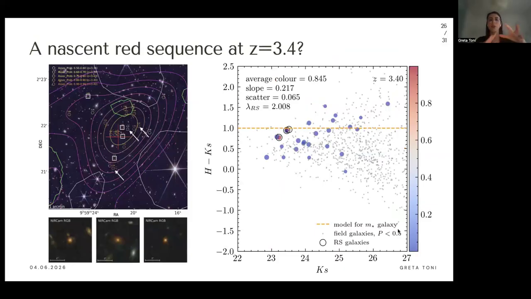On the left, you have the overdensity, the protocluster core, with a zoom on the 3 quiescent galaxies. It's quite compact, actually. These 3 quiescent galaxies are grouped in the color magnitude diagram, which is on the right. As you can see, they have very similar colors and also consistent with the model at this redshift. So the expected color for a quiescent galaxy.